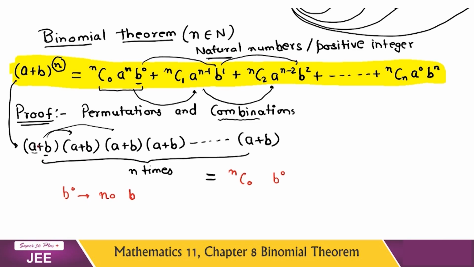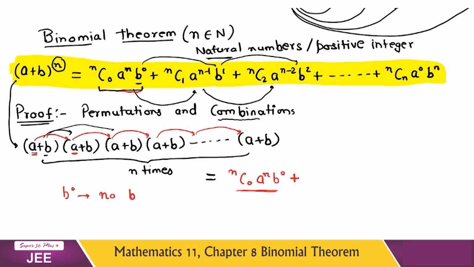So from every bracket, what will occur? From every bracket, only a will get multiplied because b^0. So when a is being multiplied with each and every bracket and we have n brackets, what are we going to get with b^0? We get a^n. So students, we have deduced the first term, that is nC0 a^n b^0. If you haven't understood so far, let us consider the second term.